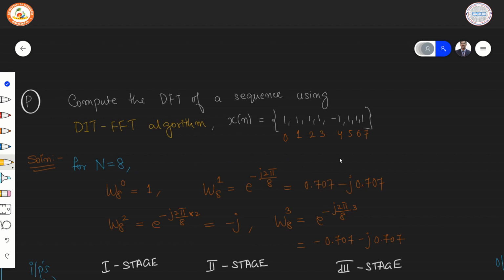like x of 0 equals 1, x of 1 is equal to 1, and so on. Or you can just put a simple index number here to indicate which value you are accessing.